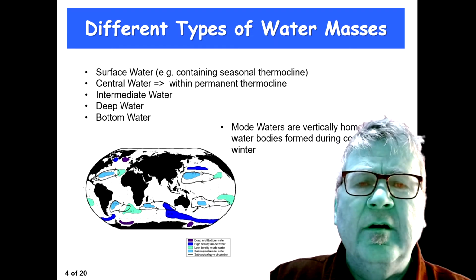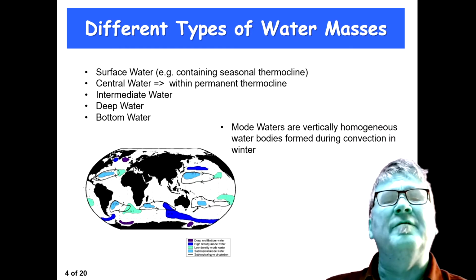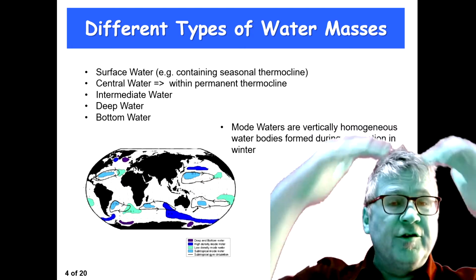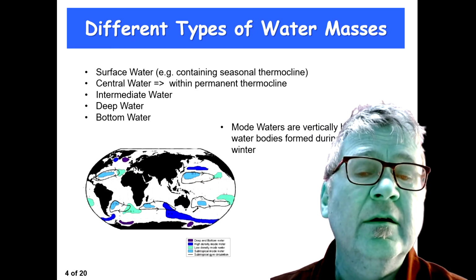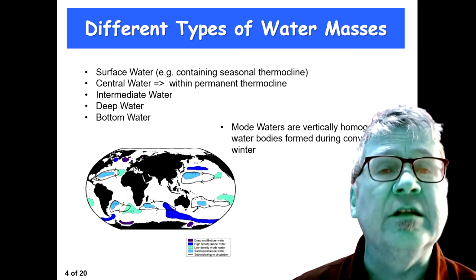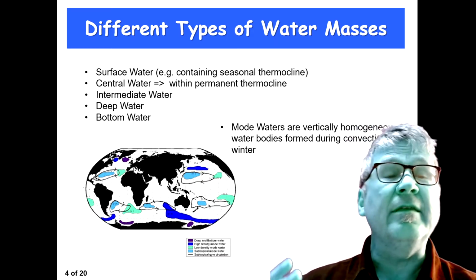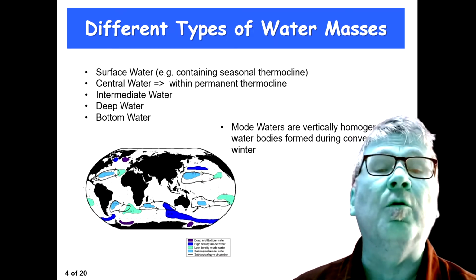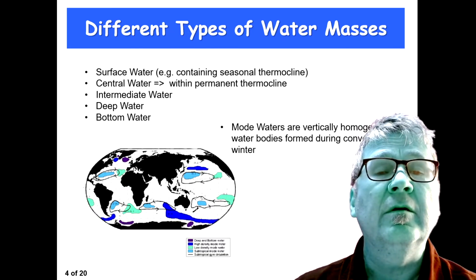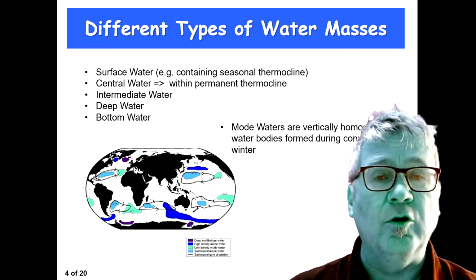What different types of waters do you have in the oceans? Okay, so there are different types of water masses in the ocean. If you start from the surface, we have surface water, containing the seasonal thermocline. Then within the permanent thermocline, we have central water. Below that, we have intermediate water. Then comes the deep water, and the bottom-most water is called the bottom water.